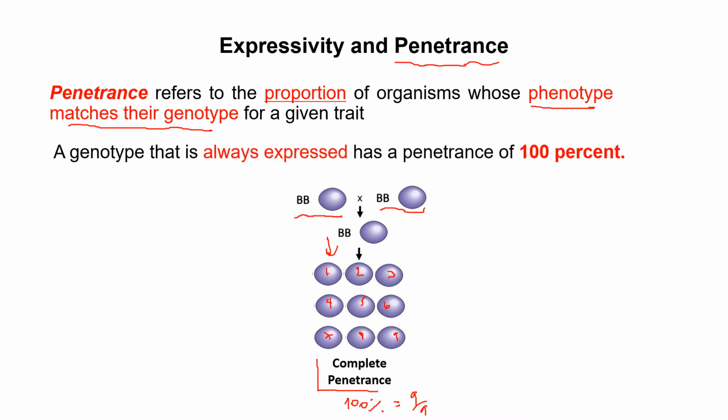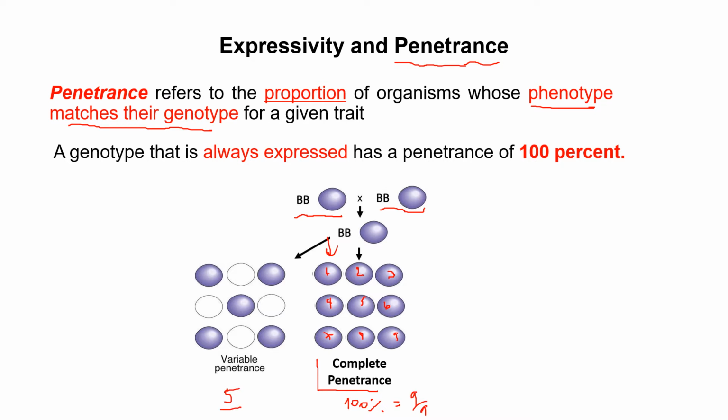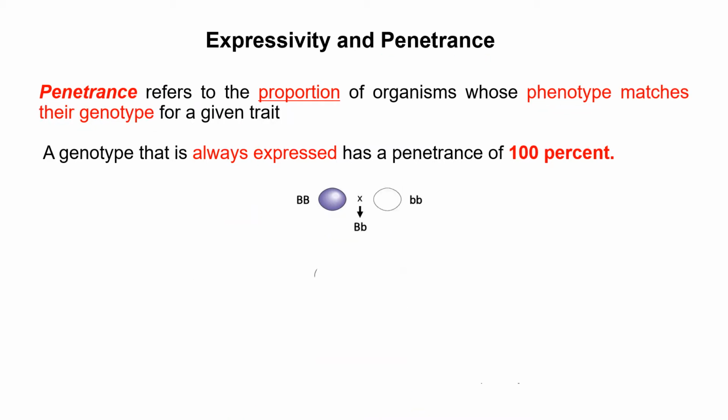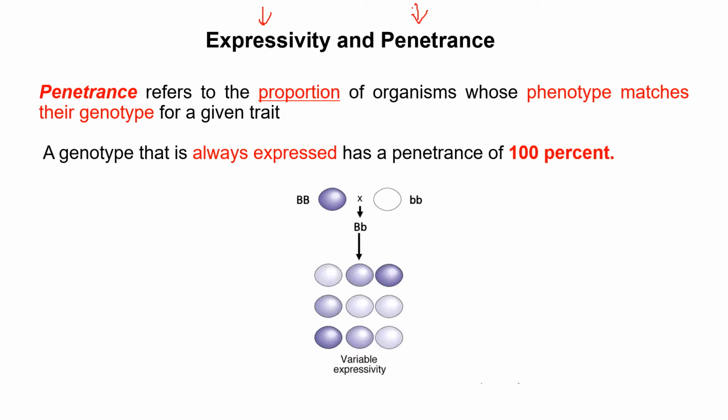However, this 100% penetrance does not always take place. In some cases you can have variable penetrance. Here, for example, 5 out of 9 are expressing the phenotype, so you have around 50% penetrance. We just talked about these two phenomena, expressivity and penetrance, and the interesting thing is that they can take place at the same time. For example, I just talked about variable expressivity: you see all of them looking purple, but in a gradient. The dominant purple is expressed in all of them, but not to a similar degree.